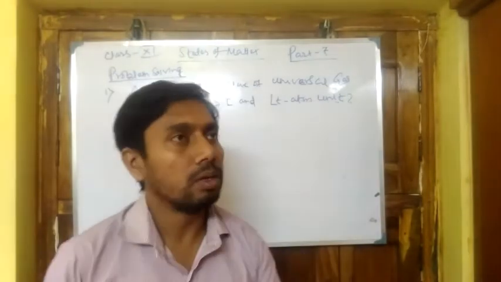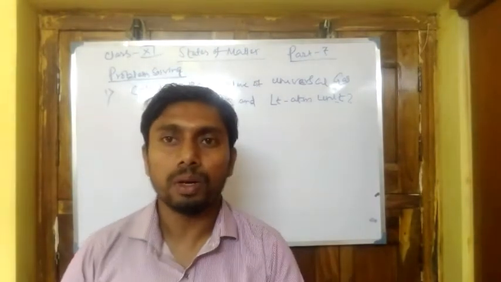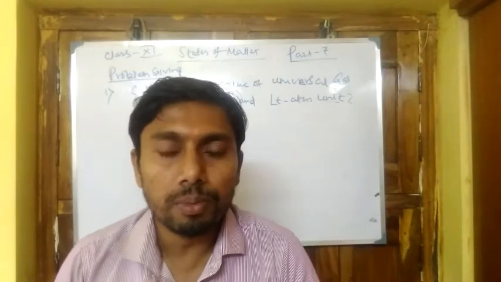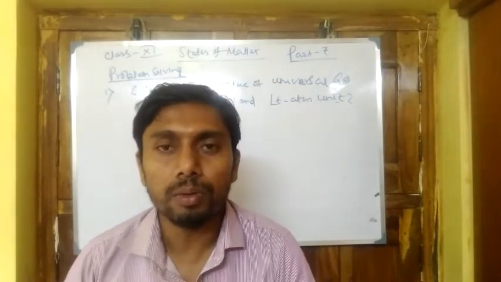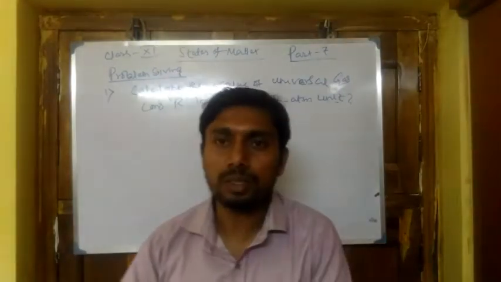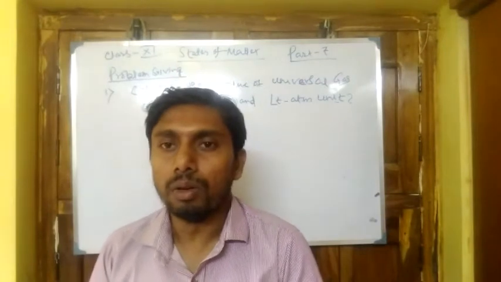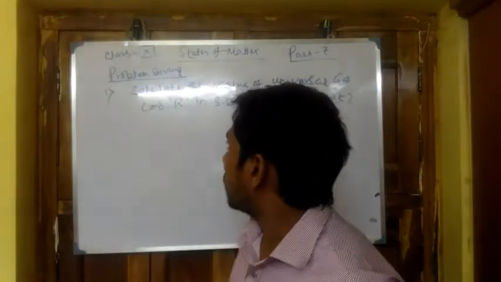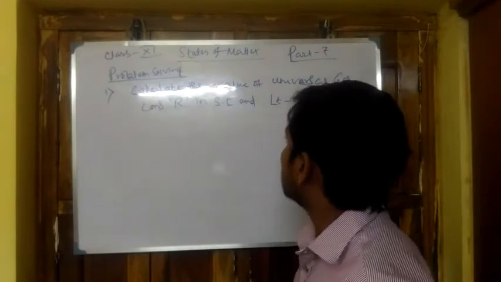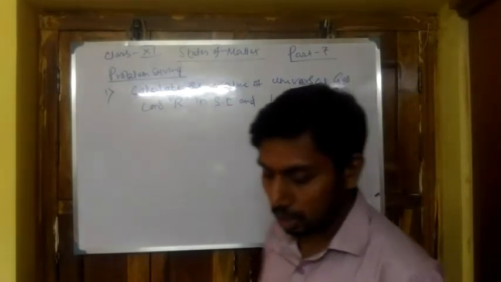Today I will discuss some of the problems regarding the chapter States of Matter. Before going to these problems, we have already discussed some problems and questions from this chapter. Today's first question is: calculate the value of universal gas constant R in SI and liter atmosphere unit.